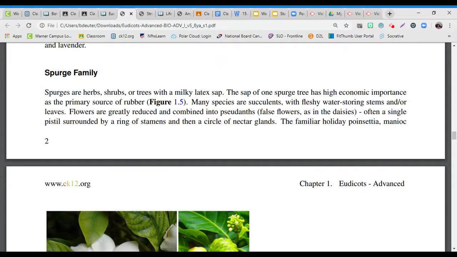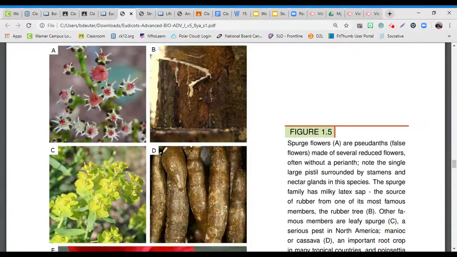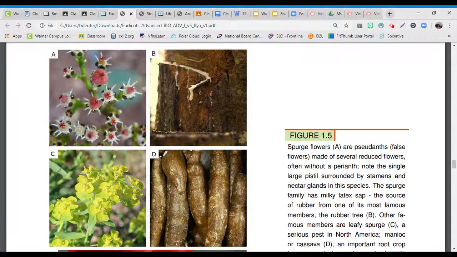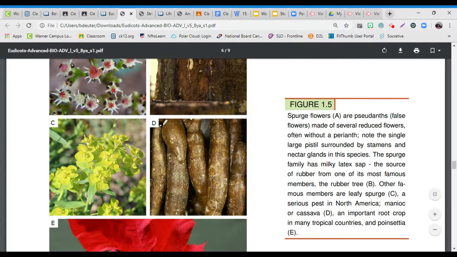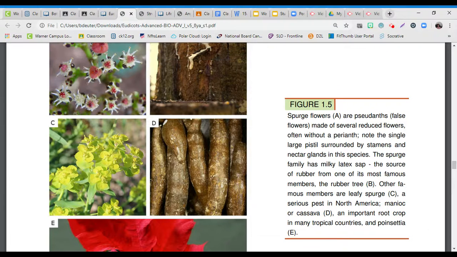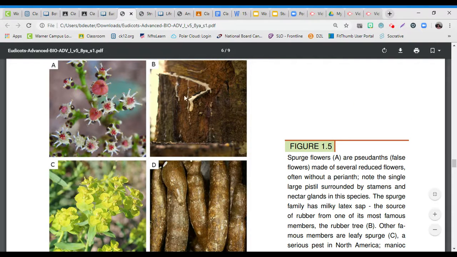One thing that's really cool about this family, and we can look down here in figure 5, you can see that they will have a false flower to them. So it doesn't really look like a flower. We can also see they'll have a taproot, and you can see right here the milk that's coming out of the plant when it's damaged.